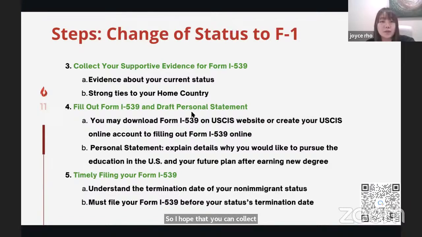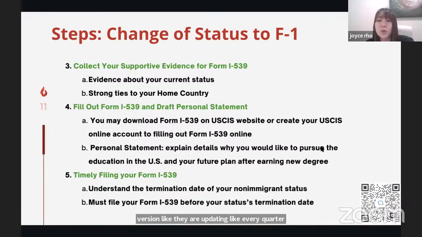And after you collect the evidence, you can start to fill out Form I-539 and then prepare your personal statement. To fill out Form I-539, as I already mentioned, there are two methods, online or paper filing. So if you want to do paper filing, you can download Form I-539 on the USCIS website. Make sure that you download a very recent version. Every petition has a different version, and they are updated every quarter or yearly. So make sure that you download a very recent version on the website.